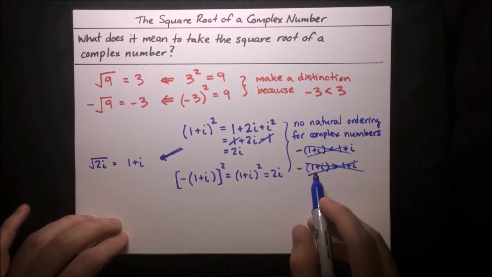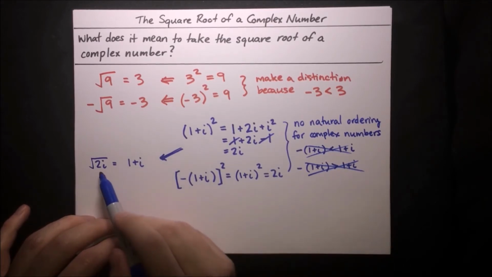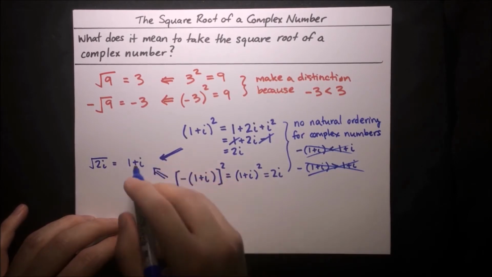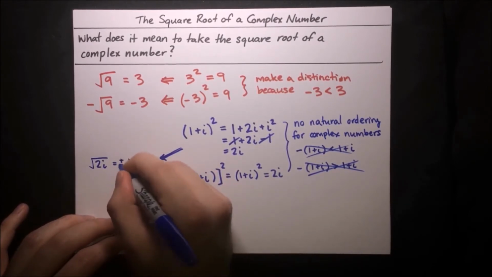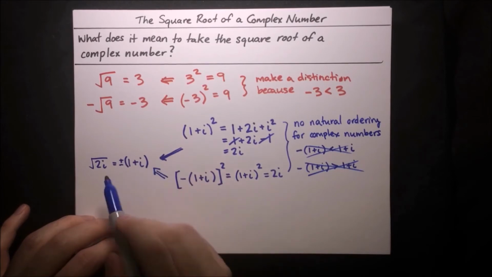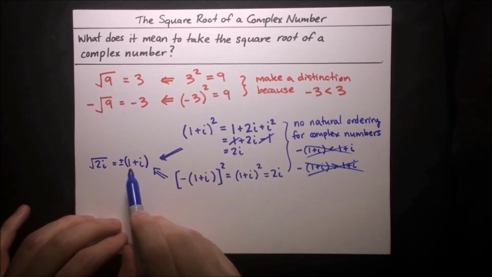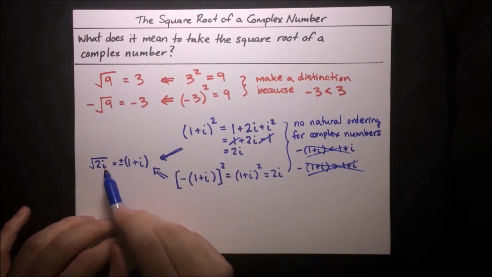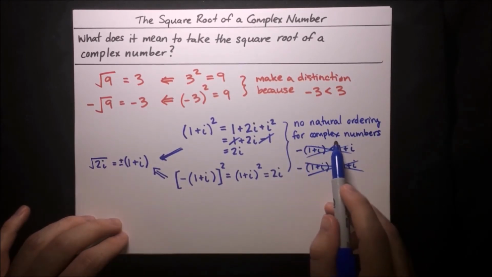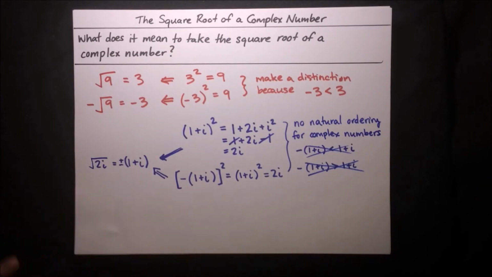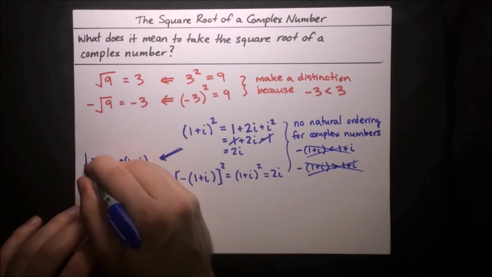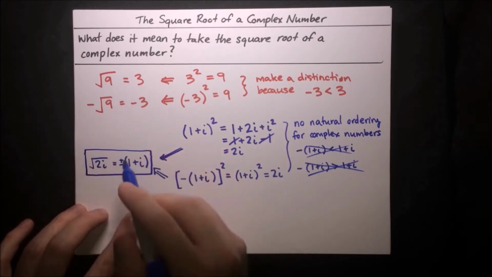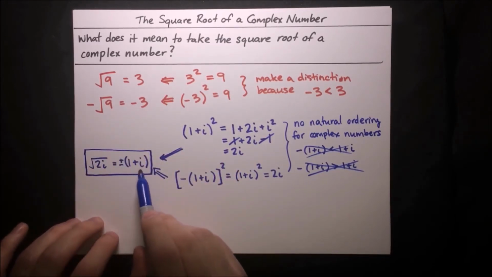So as a result of that, we just take the square root of a complex number to mean both plus or minus of this number 1 plus i. So plus or minus of that quantity. So we've really got two solutions for the square root of a complex number, because squaring either one yields that complex number, and there's no natural ordering that we can use to make a distinction between them. So there we go, we've got our first square root fact for a complex number. The square root of 2i is equal to plus or minus of 1 plus i.